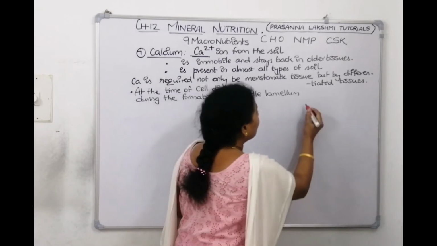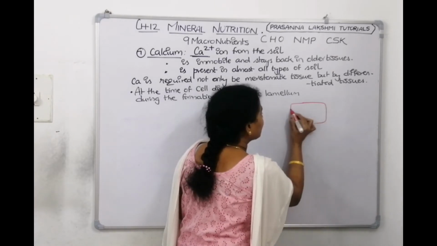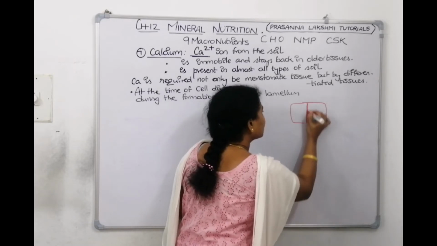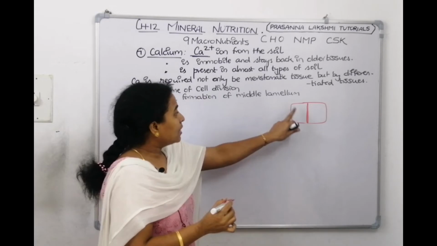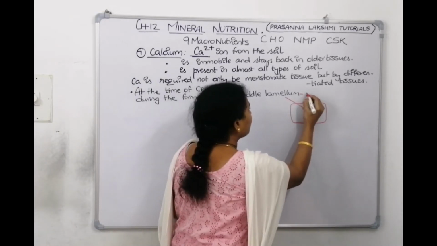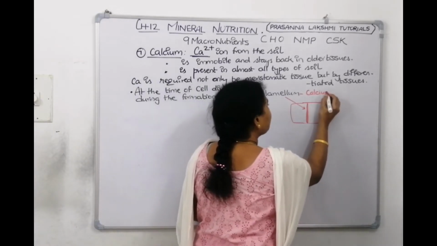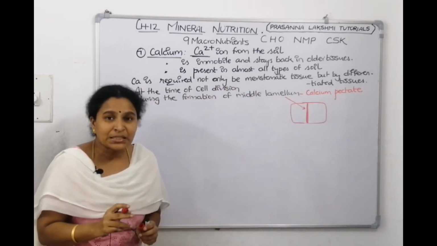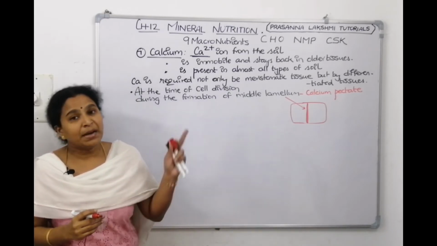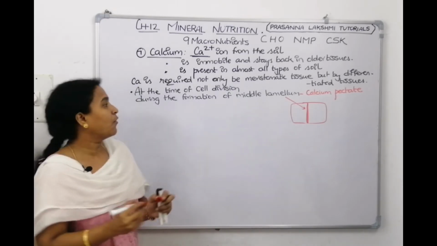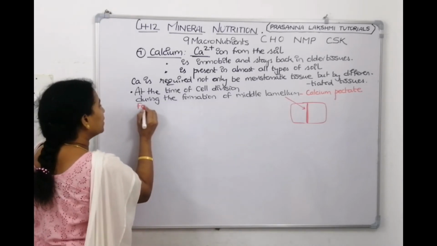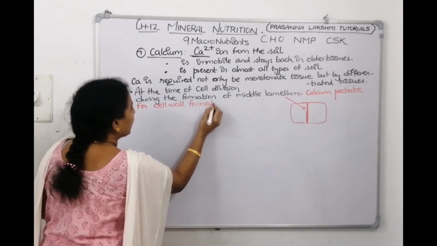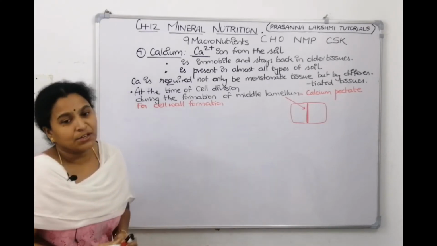For example, if this is the cell and if the cell is dividing into two cells, so this is called cell plate or middle lamellum. This middle lamellum, what is it made of? It is made up of calcium pectate. So calcium is required for the middle lamellum formation, means for the cell wall formation, we can tell. That is the first function of calcium.